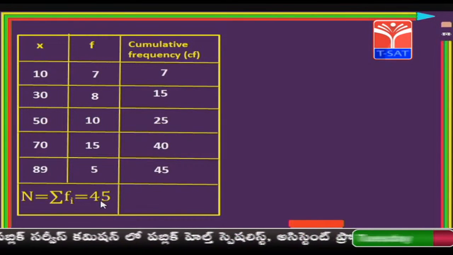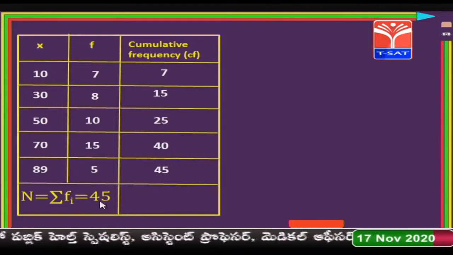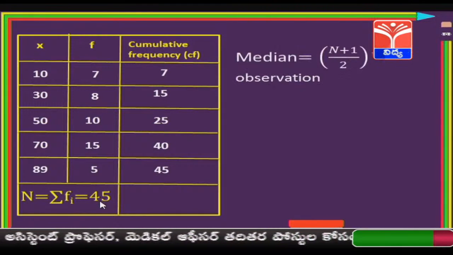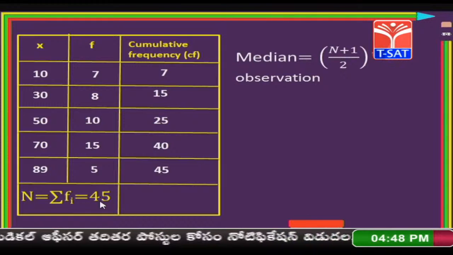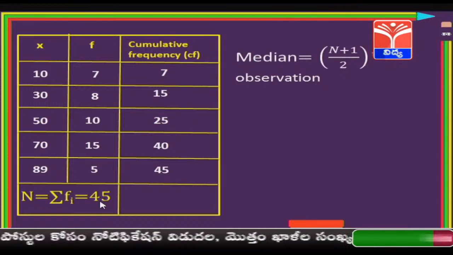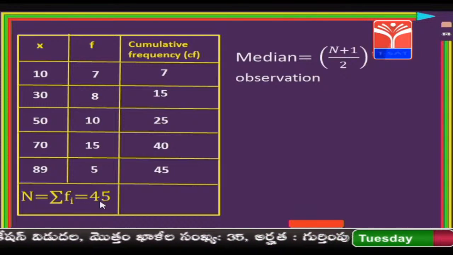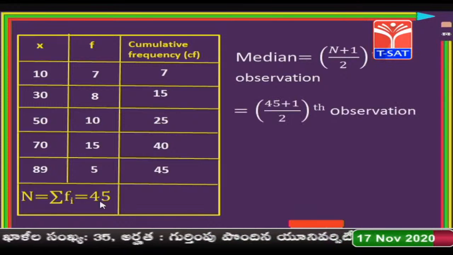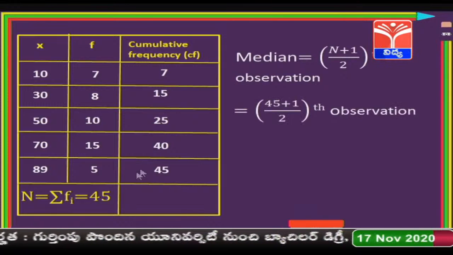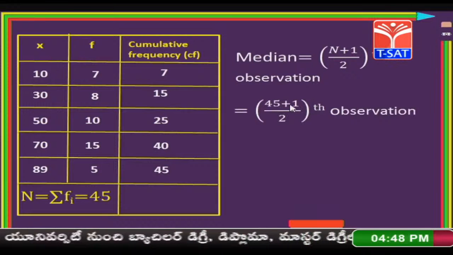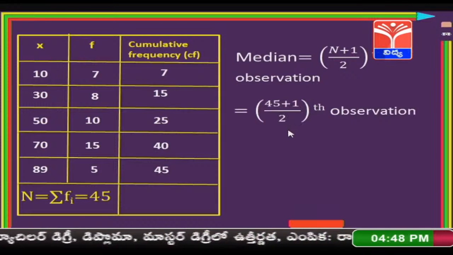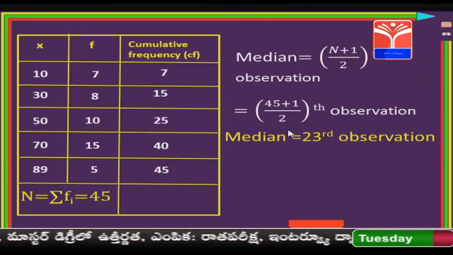Is 45 an odd number or an even number? Yes children, it is an odd number. Once it is an odd number, the median is given by the formula (n plus 1) by 2th observation. The value of n is 45, so it is (45 plus 1) by 2th observation. 45 plus 1 is 46, and 46 by 2 is 23. So you are going to find the 23rd observation.